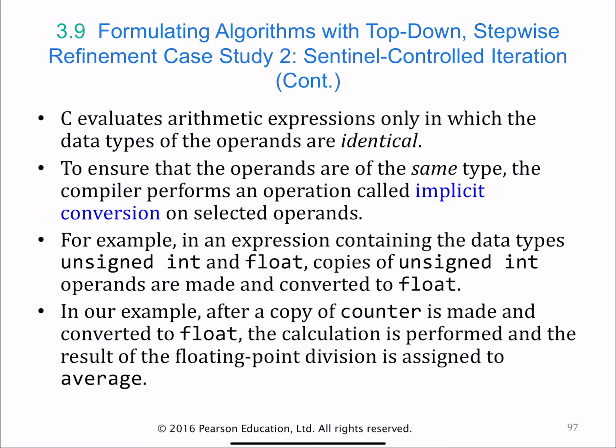There's another type of conversion happening over here when the division happens. Remember, counter is an integer, but your C compiler will only perform operations on the same data type, so it'll convert automatically for you without you saying so. It'll convert counter into a floating point number before performing that division. That conversion happening over here is an implicit conversion.